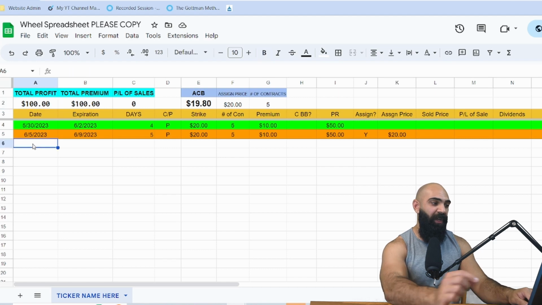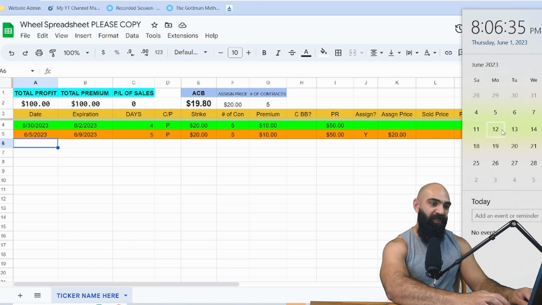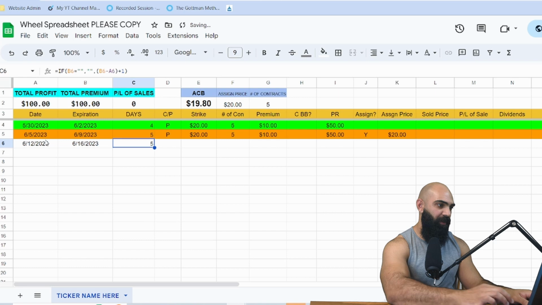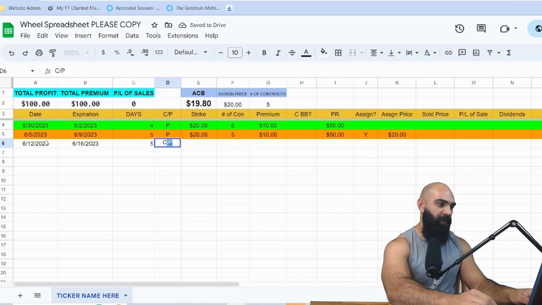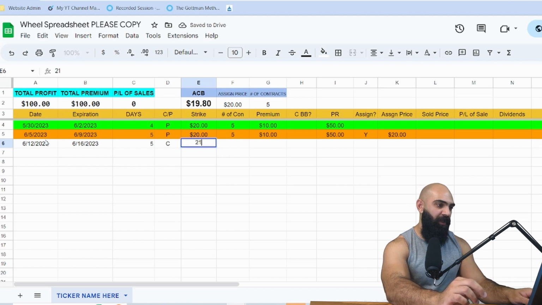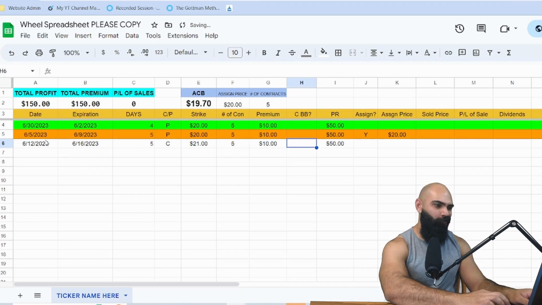So it's minusing that from the 5 contracts, then you get your average cost basis for each share. So very handy. So now let's go a week forward, and let's say we are going to sell a call. So 612 to 616, 5 days, and now we're going to sell a call at $21 for a strike price. Let's say we did all 5 contracts again, and let's say we just collected another $10. We're just going to keep this really simple. So now we collected another $50, and you can see our average cost basis actually went down to $19.70. See how it adjusted right there? So it's going to keep track this whole time.